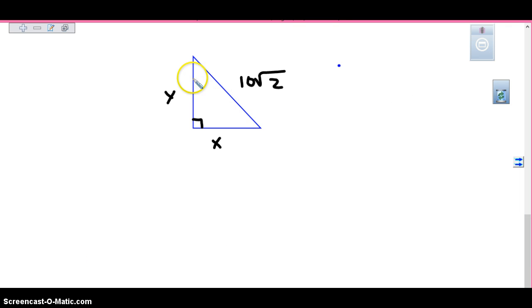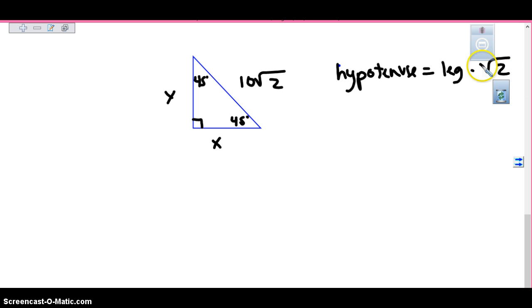If we need to find the unknown length of a 45, 45, 90-degree triangle, and we're only given the hypotenuse, what are we looking for? The legs. The legs are equal in a 45, 45, 90-degree triangle. We know that the hypotenuse is equal to the leg times the square root of 2. If we know that the hypotenuse is 10 square root of 2, and that's equal to the leg, let's say x, times the square root of 2, we need to solve for x.